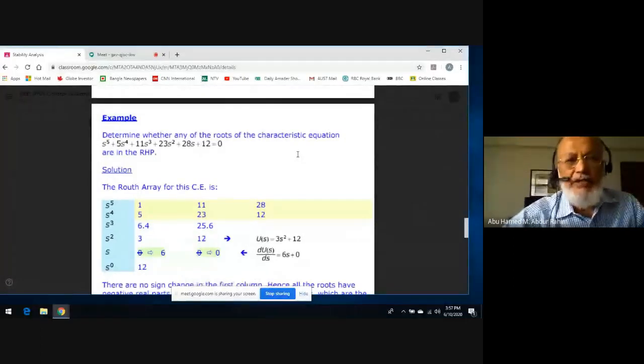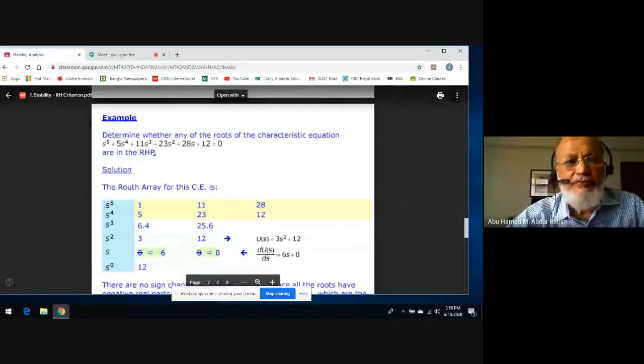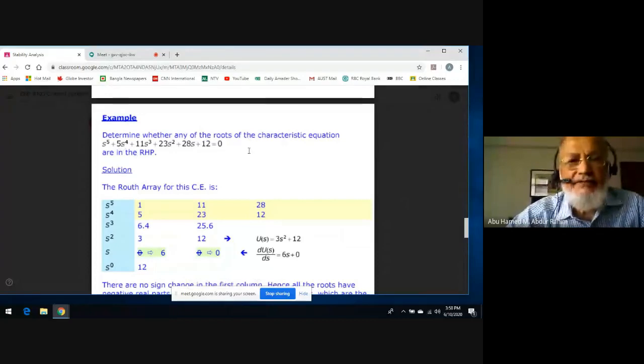Okay. So let's go to the next example. Look at the characteristic equation. s to the 5 plus 5s to the 4 plus 11s cubed plus 23s squared plus 28s plus 12 is 0.